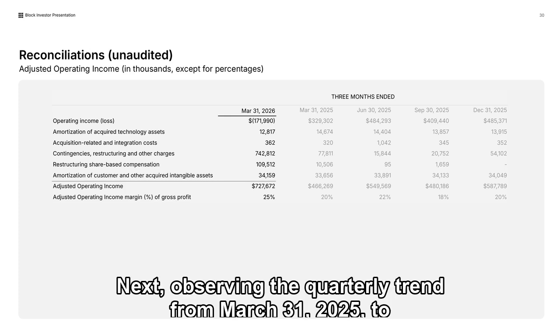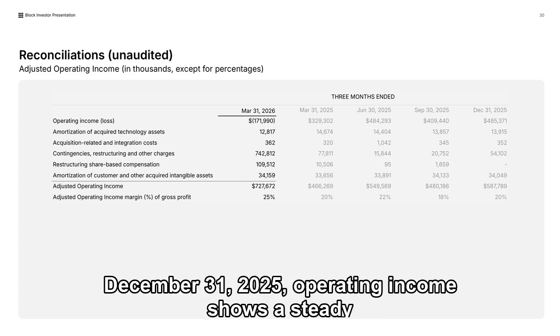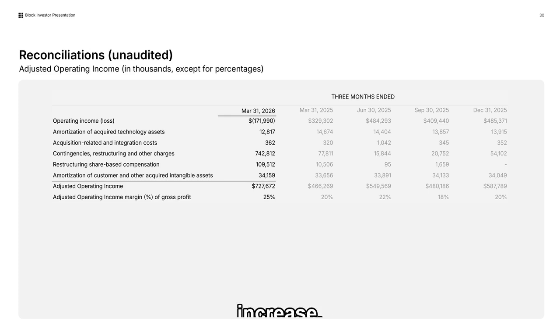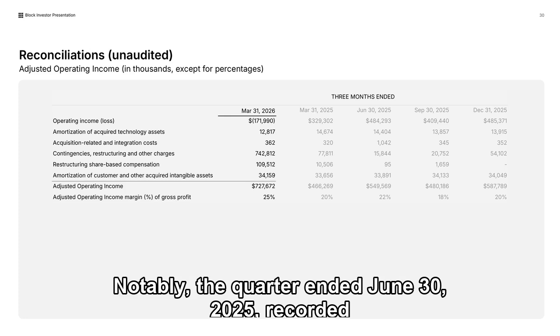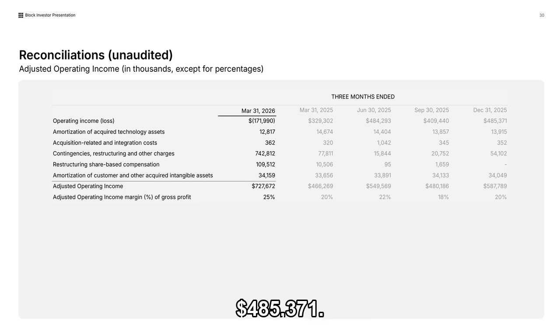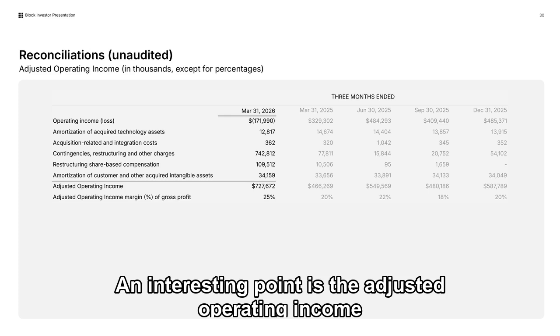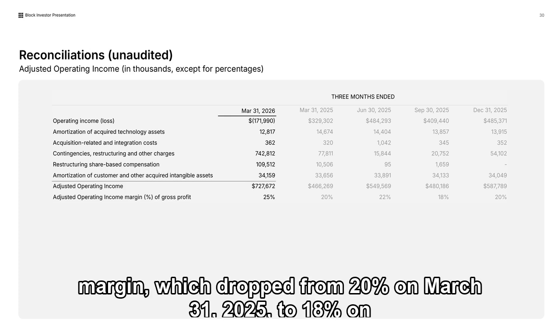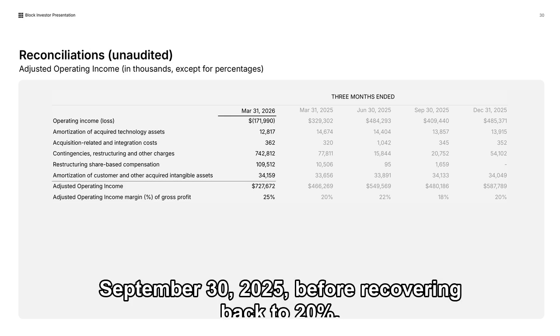Next, observing the quarterly trend from March 31, 2025, to December 31, 2025, operating income shows a steady increase. Notably, the quarter ended June 30, 2025, recorded $484,293, and by December 31, 2025, it saw a slight rise to $485,371. An interesting point is the adjusted operating income margin, which dropped from 20% on March 31, 2025, to 18% on September 30, 2025, before recovering back to 20%.